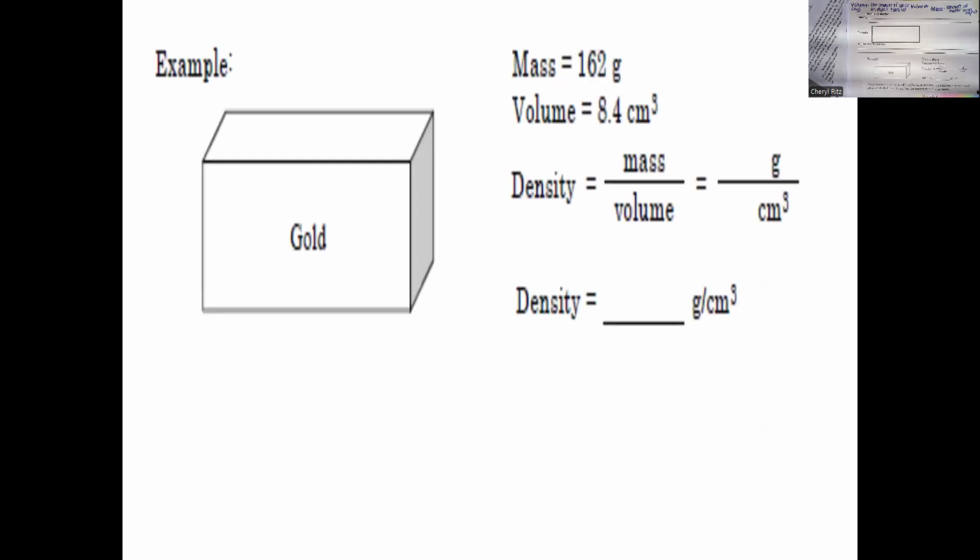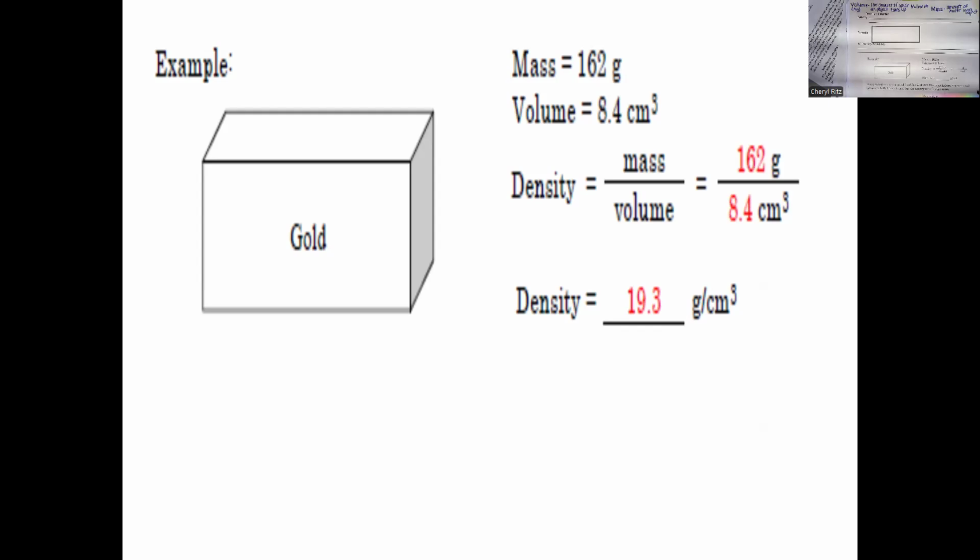So we have this block of gold. This block of gold apparently has a mass of 162 grams. They weighed it. It has a volume of 8.4. They measured length times width times height. Can you calculate the density, please? What did you get? 19.3. I think I said 19.2 earlier, didn't I? Did everybody round that to 19.3? Okay, so 162 divided by 8.4 should work out to 19.3.